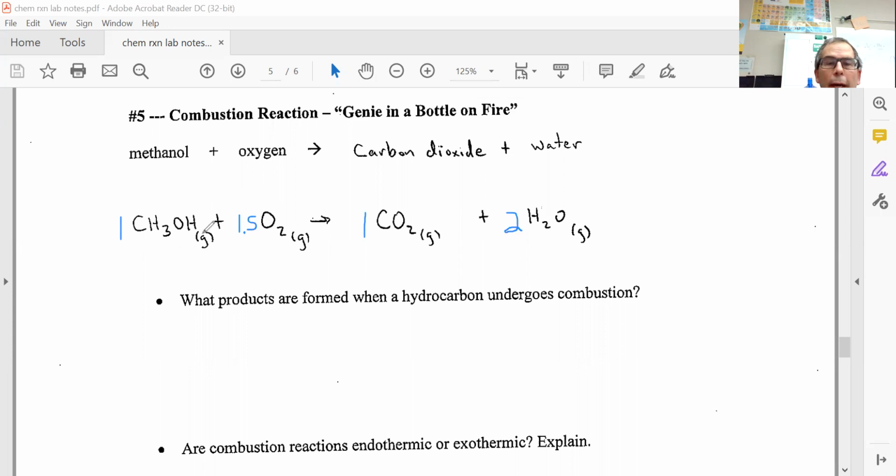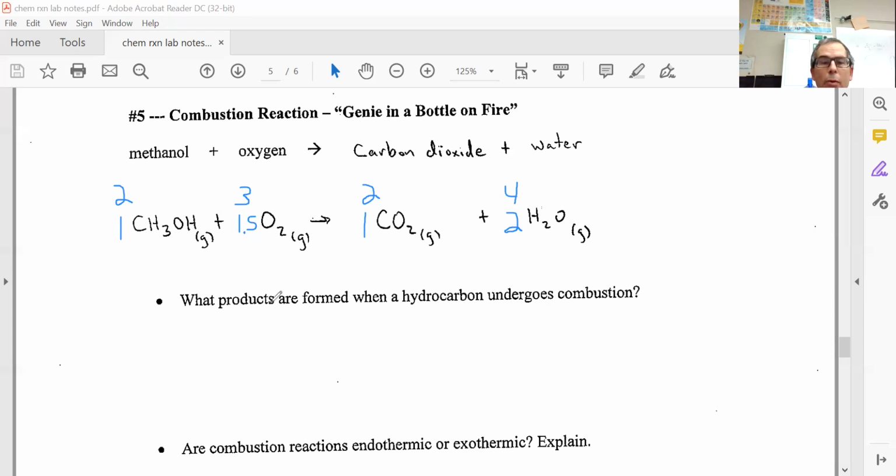Let's take a look. I've got a carbon and a carbon, 4 hydrogens, and 1 plus 1.5 times 2 is 3, so I've got 4 oxygens here, and 2 plus 2 is 4 oxygens here. If I did not like those fractions, I could always change it and say it is a 2 to 3 to 2 to 4 ratio that we have right here.